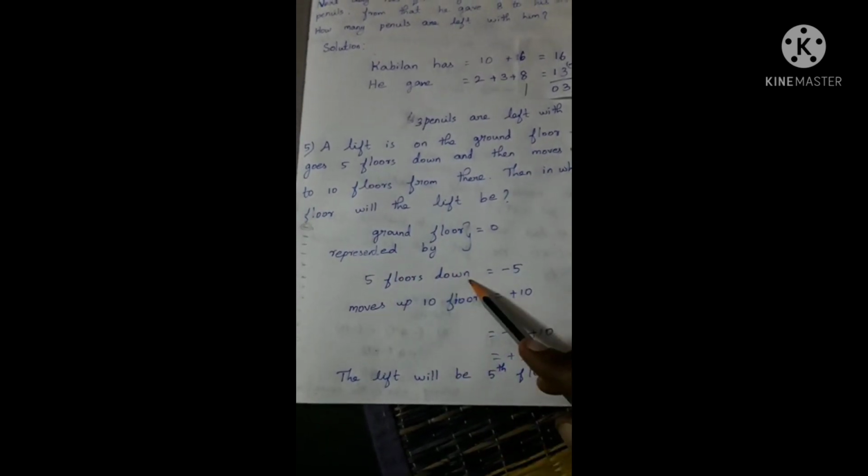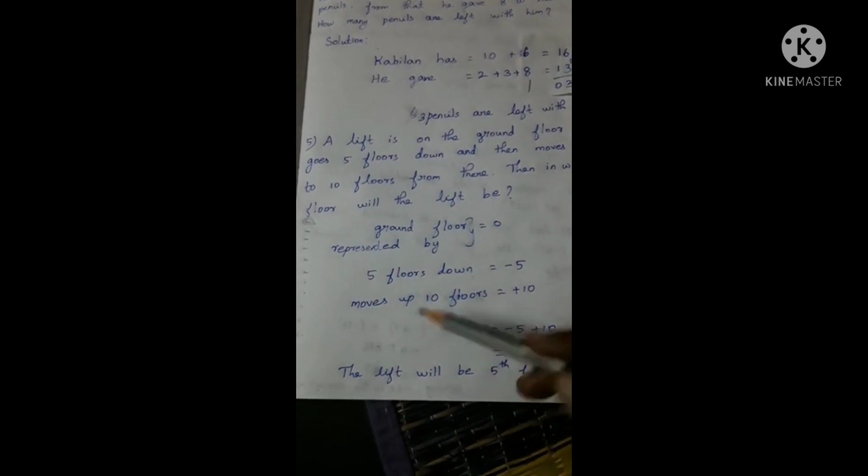So, the ground floor will be represented as 0. 5 floors down we represent as minus 5. Moves up 10 floors we represent by plus 10. So from minus 5, it moves 10 floors up. Minus 5 plus 10, we know the addition rules: different symbols, we have to subtract and put the symbol of the greater number. So minus 5 plus 10 is plus 5. So the lift will be on the 5th floor, 5 floors up from the ground floor.